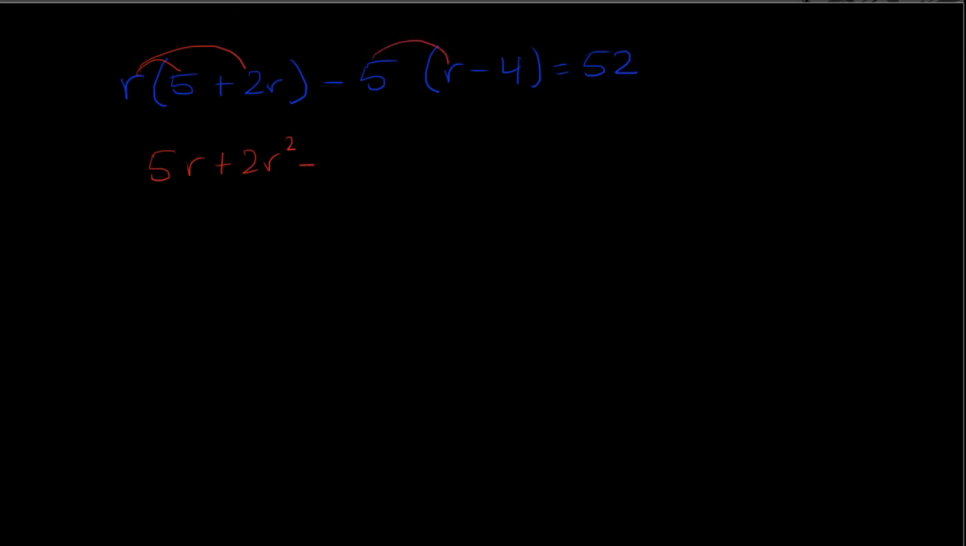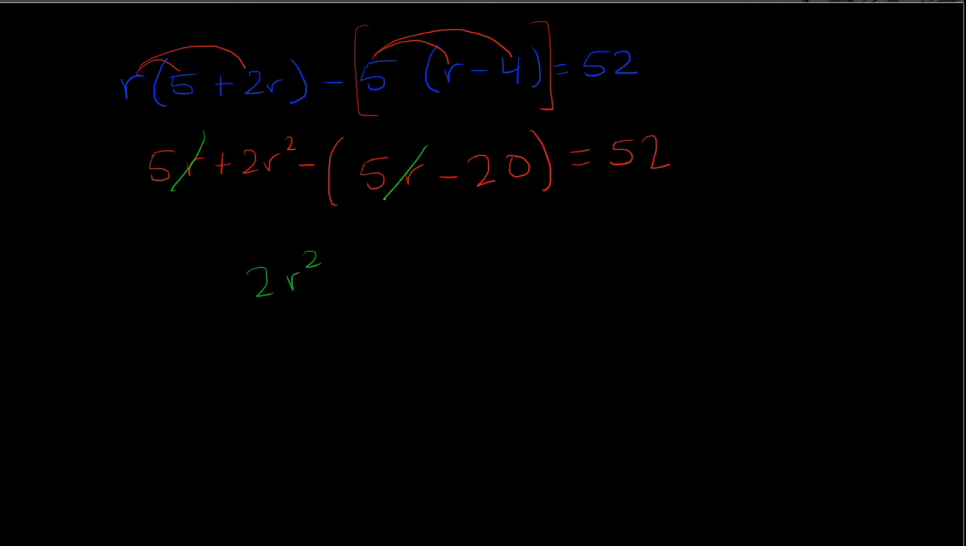minus, to distribute the 5, so here I'm going to leave it as a parentheses. So I'm just going to pretend like the negative is outside here, like that. So 5 times r is 5r, minus 5 times 4 is 20, equals 52. The 5r is going to cancel, and then we have 2r squared minus a negative will make it positive. We're going to subtract the 20 to get 32.